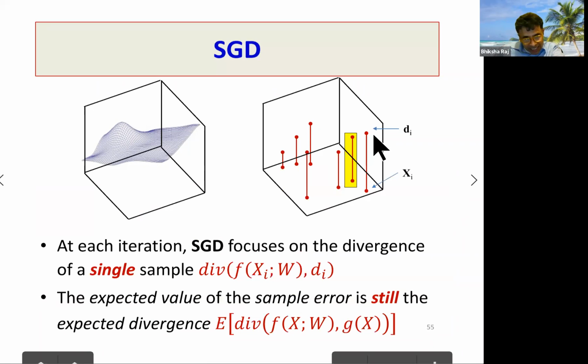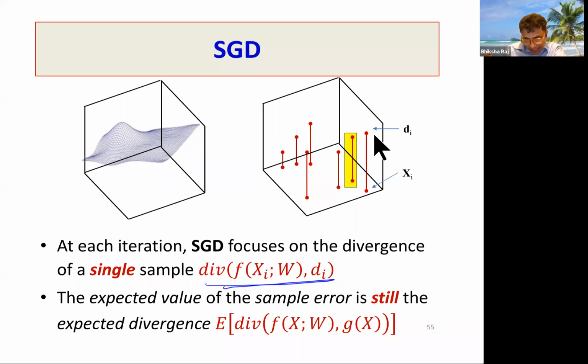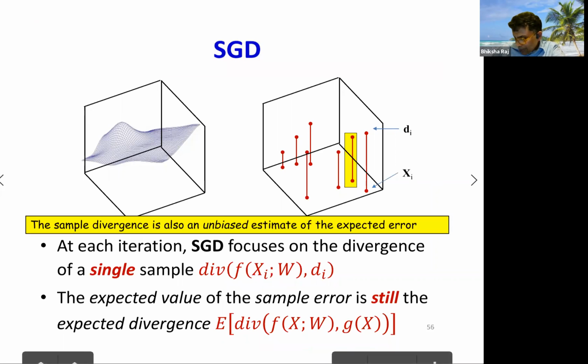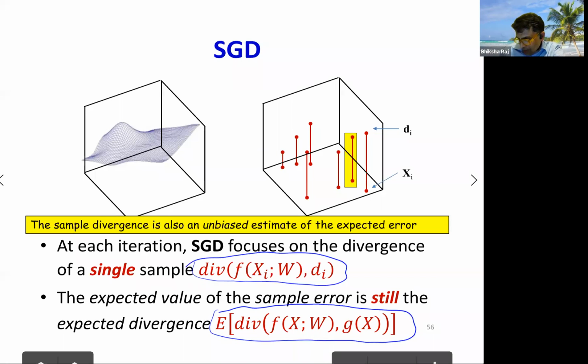Now, when you consider SGD, at each iteration, SGD focuses on the divergence of a single training instance, right? So if you take the expectation of the loss that is minimized at each iteration, that is simply going to be the expected value of this divergence. So the expected value of the loss that you minimize in each step in SGD is exactly the expected divergence. So this means that the sample divergence that we minimize with SGD is an unbiased estimate for the expected divergence.